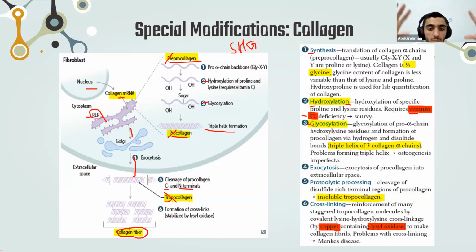In order to avoid having it get dissolved in the fluids there, we need to make it insoluble. And this is done by the cleavage that happens at the terminals, okay? And lastly, you need to make it stable and strong. And this is done through the process of cross-linking.